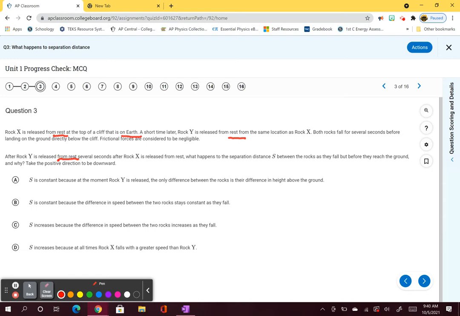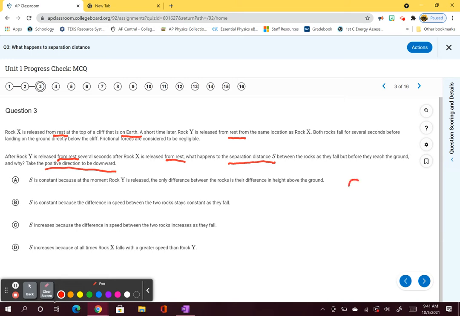After rock Y is released from rest, several seconds after rock X is released from rest, what happens to the separation distance S between the rocks as they fall but before they reach the ground, and why? Take the positive direction to be downward.